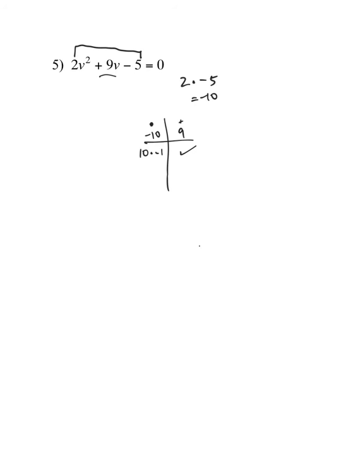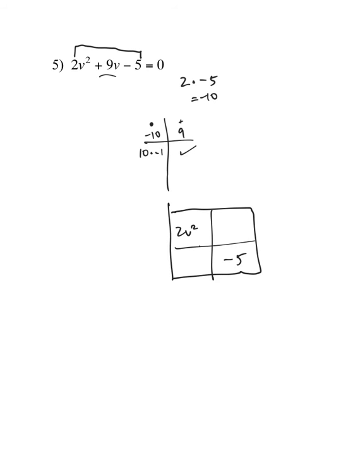Cool. So once you have those numbers, this is called the box method because you create this box. Okay, your first term, 2v squared, goes in the top left box. Your last term, negative 5, goes in the bottom right box. Okay, the two factors you just found, 10 and negative 1, those go in the remaining two boxes. It does not matter which box it goes in, but they need to have a variable with them.